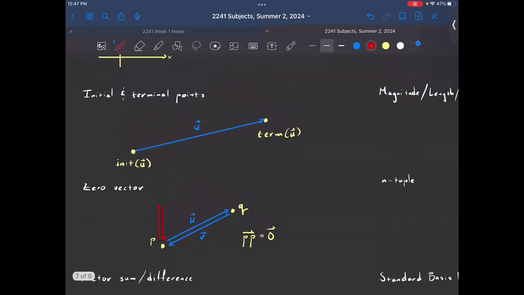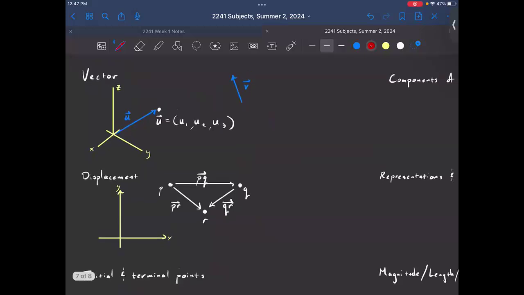Oh, and that reminds me that I needed to give you actually one more description of a vector. A vector is something that has a magnitude or size, length, norm, whatever you want to call it, and a direction. And this direction here, that's the part that makes it a vector.